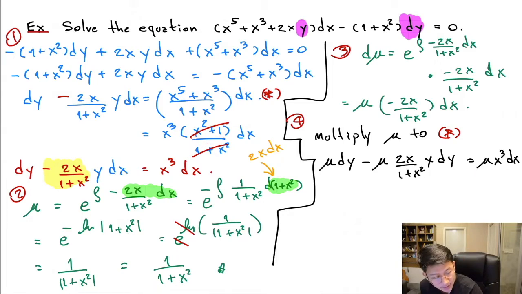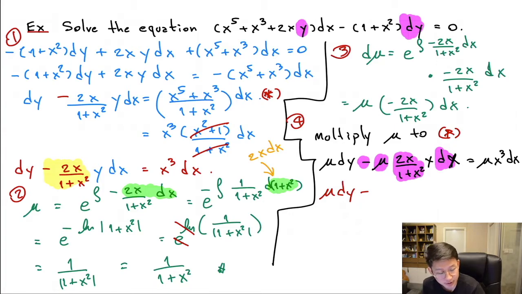But again guys, what we did here, we see that d mu is actually this guy. So we have mu dy minus mu times minus 2x divided by 1 plus x squared dy is actually what? Sorry guys, this one is dx. My bad, this one is dx. It's actually d mu, isn't it? So we have y d mu equals mu x cubed dx.